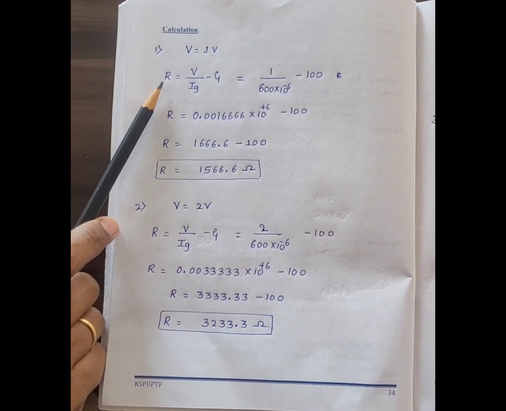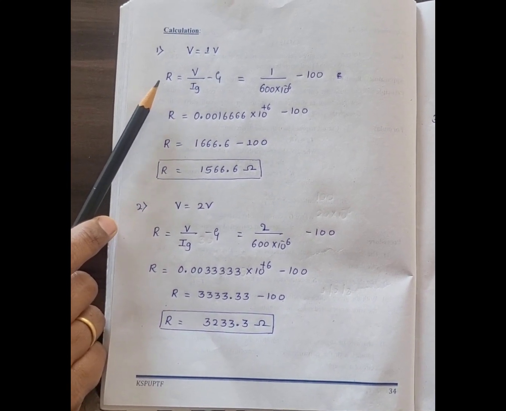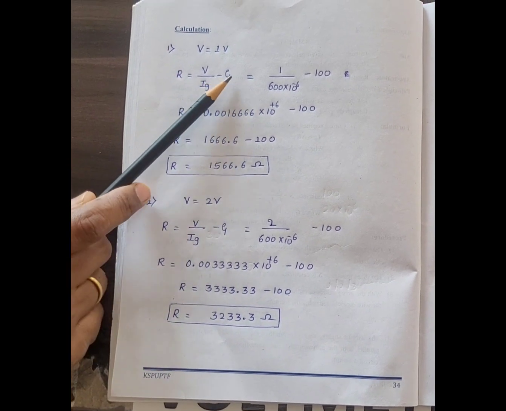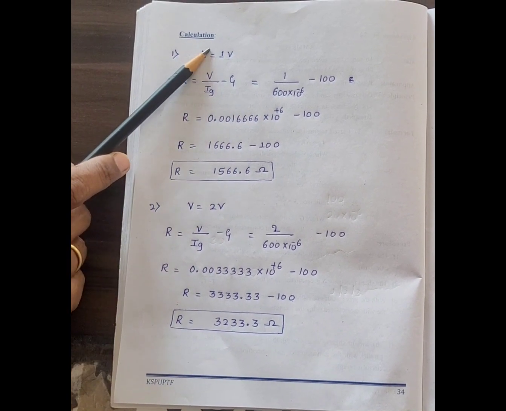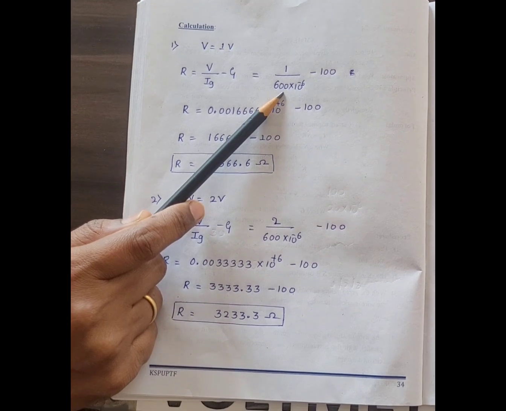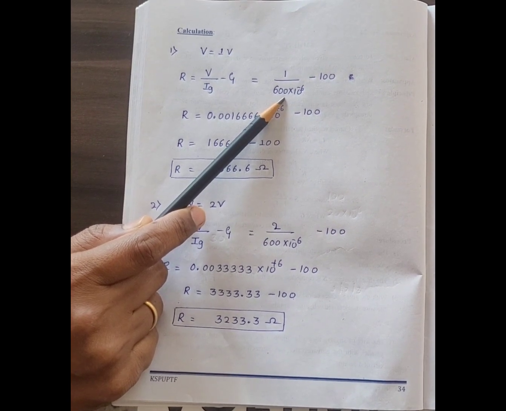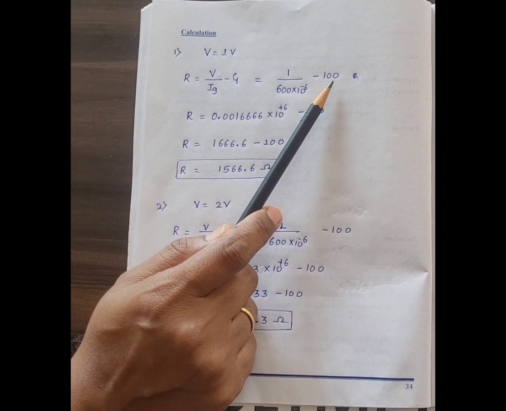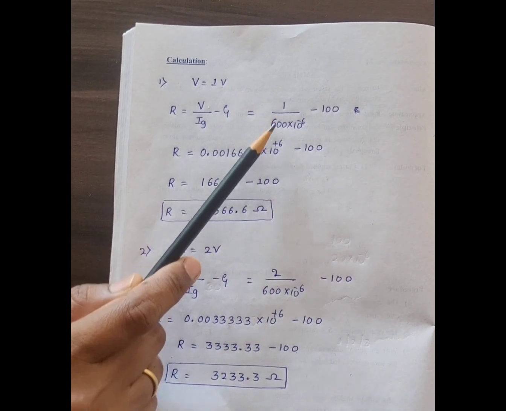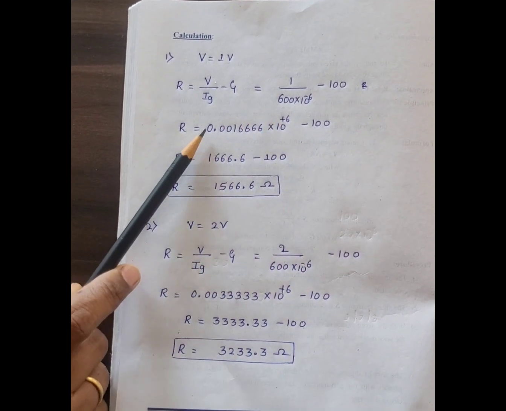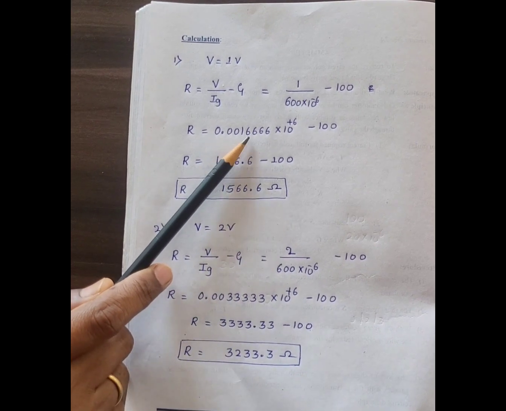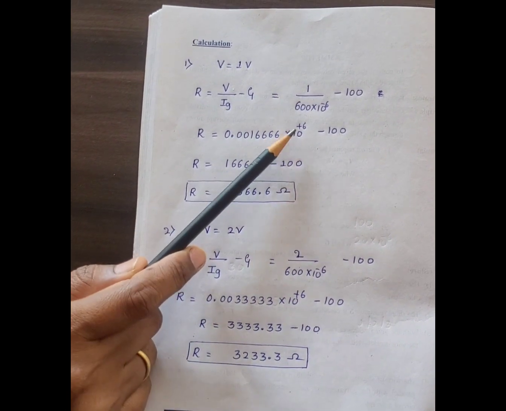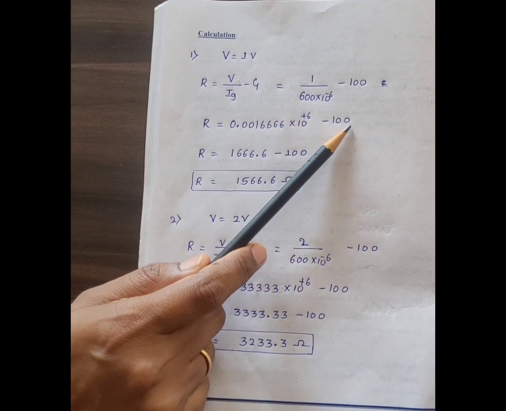We know the formula for conversion of galvanometer into voltmeter, that is R equal to V by Ig minus G. V is taken 1 volt, Ig value is 600 into 10 raised to minus 6, minus G value, resistance of the galvanometer, 100. So 1 divided by 600 is 0.001666. 10 raised to minus 6 will go to numerator. It becomes 10 raised to plus 6, minus 100.